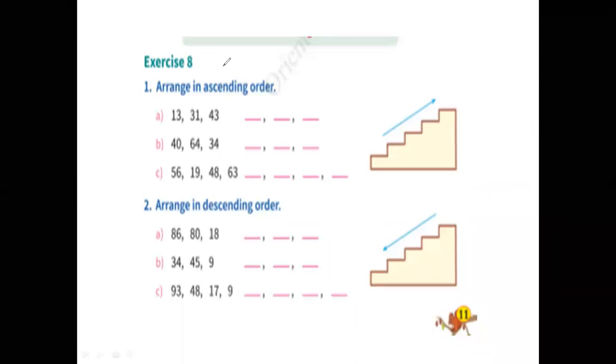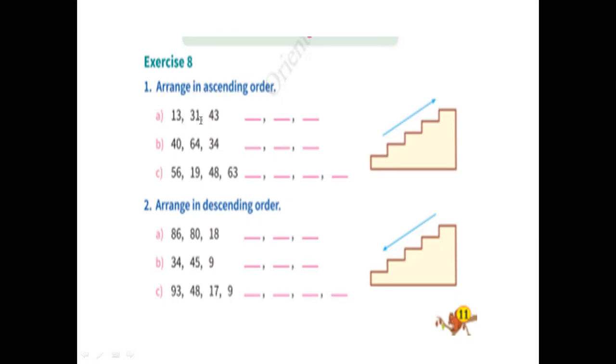See here children. Now exercise 8. Arrange in ascending order. We told no ascending order means what? Smallest number to biggest number we have to do. See here, you can see from down to up we are going. So smallest to biggest. Okay.